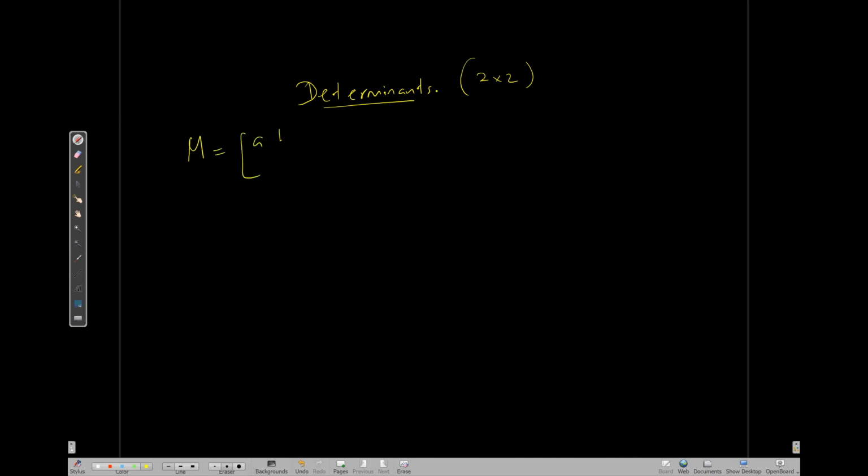Let's call this ABCD. In this case, we define something known as the determinant of M to be AD minus BC. So AD means the multiplication of the main diagonal minus the other diagonal. Again, this definition is only for 2 by 2, right? So later we'll generalize this, but let's see some examples.